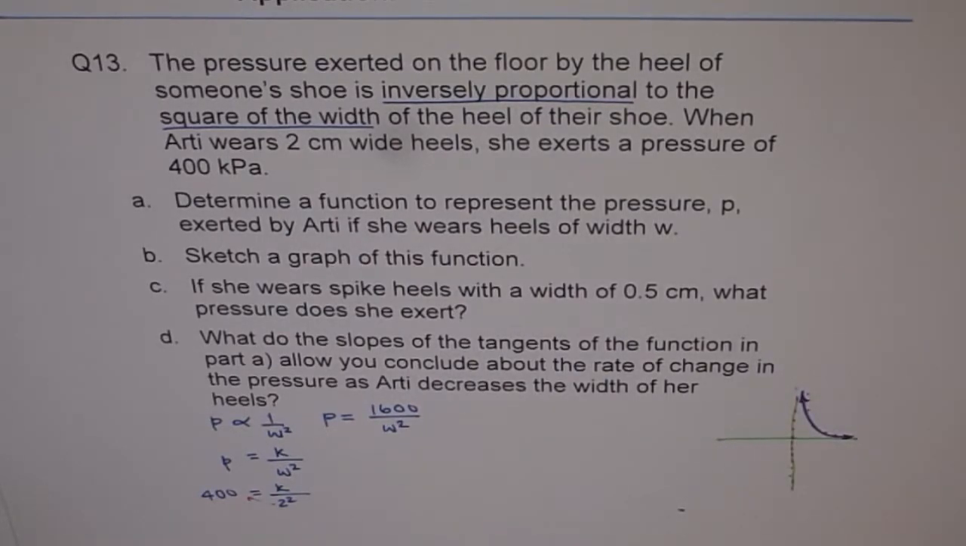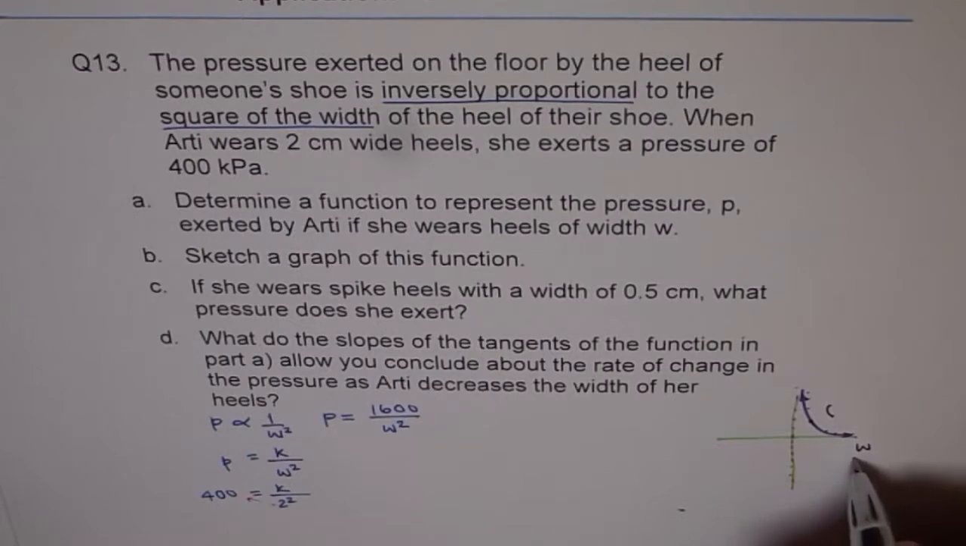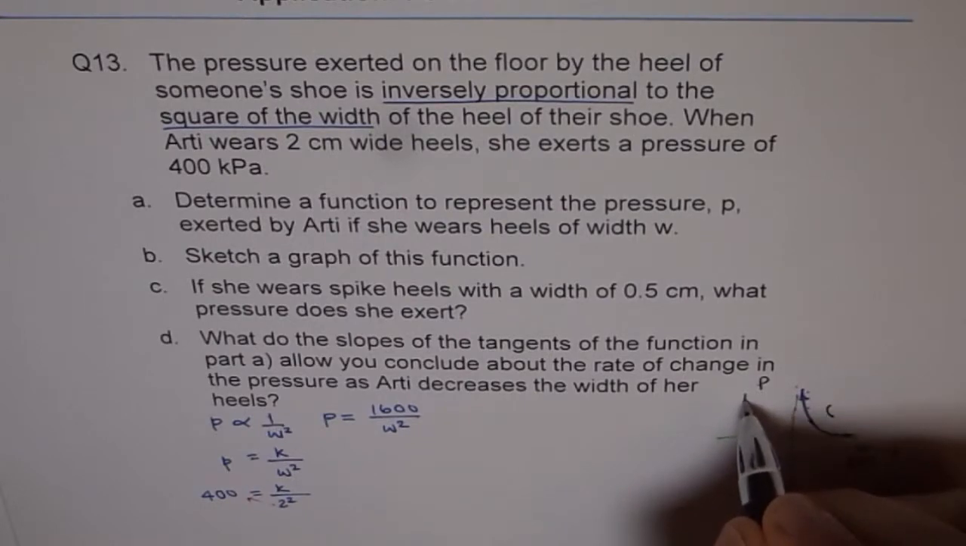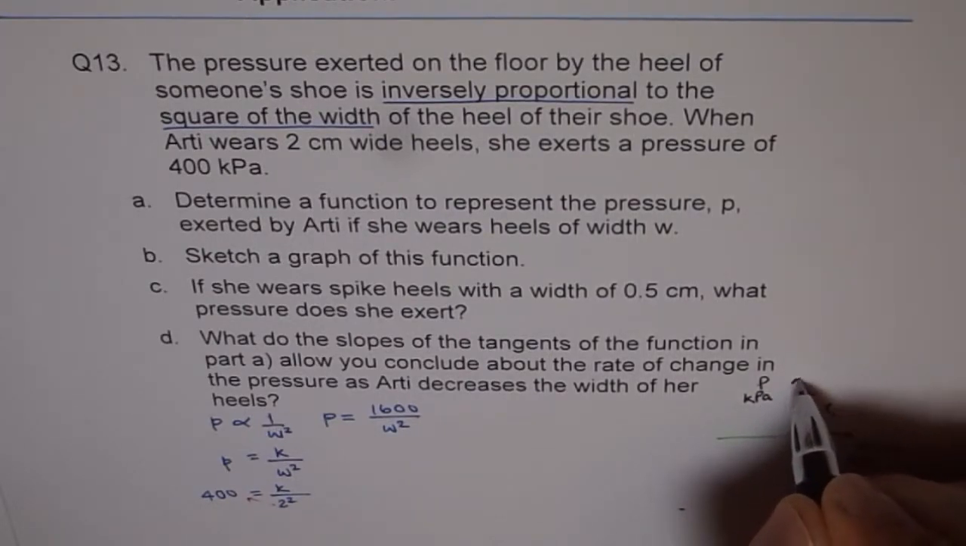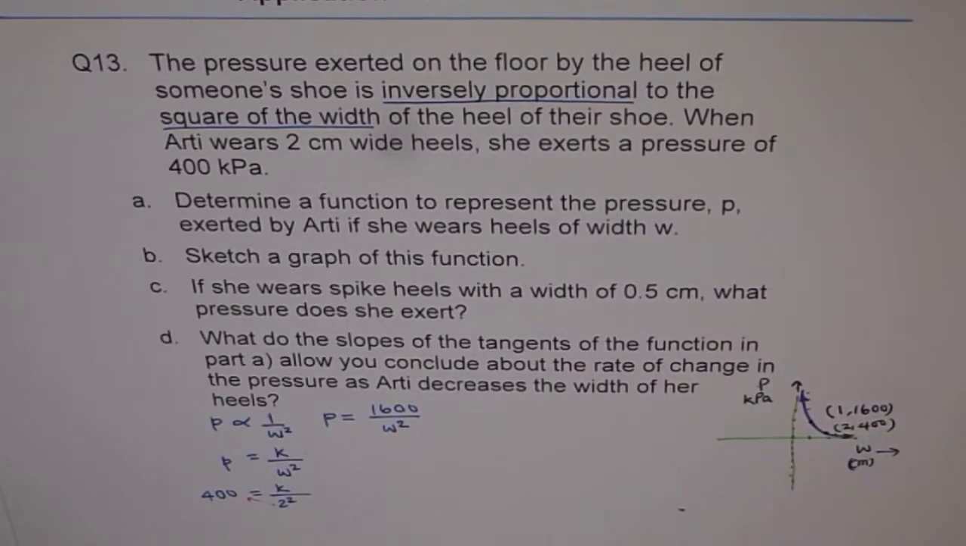You can put some points on the graph which are useful for its accuracy. For example, this is width in centimeter, and this is pressure in kPa. If W is 1, then the pressure is 1600. Let's say that is our point. If width is 2, then pressure is 400. So 2, 400. Let's say these are our points. Now that's the graph.